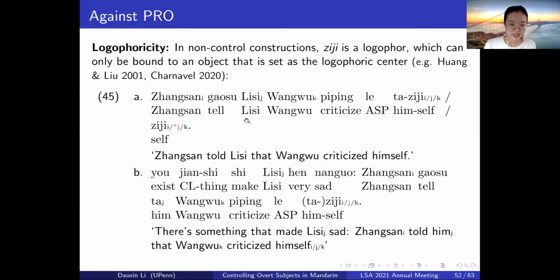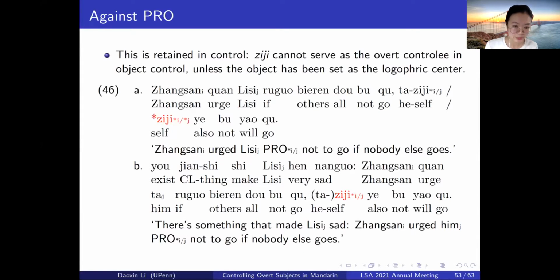But if we deliberately make the object the logophoric center by saying there's something that made Li Si very sad, then now both the reflexive and the logophor can be bound by the object. And again, this property is retained under control. So when the object is not set as the logophoric center, the word 自己 cannot be bound by it, and thus it cannot serve as the overt controllee in object control.